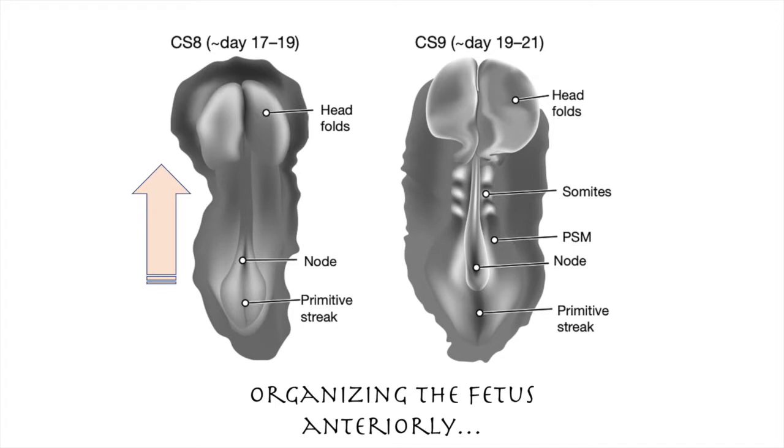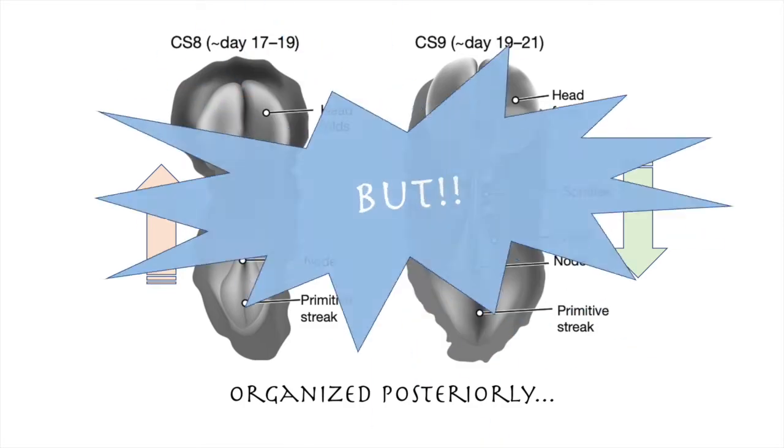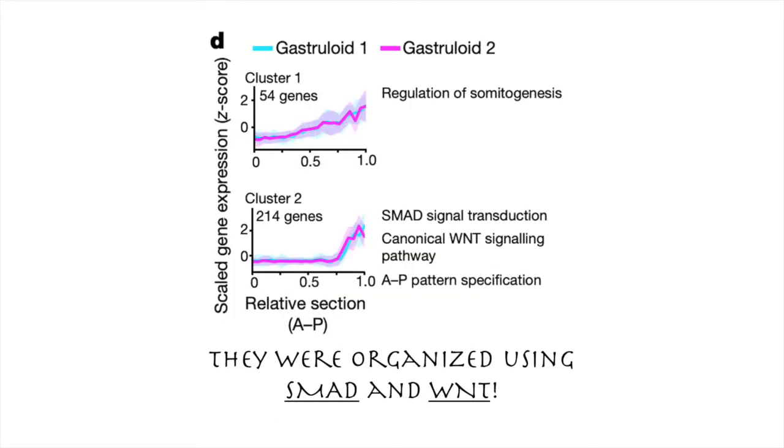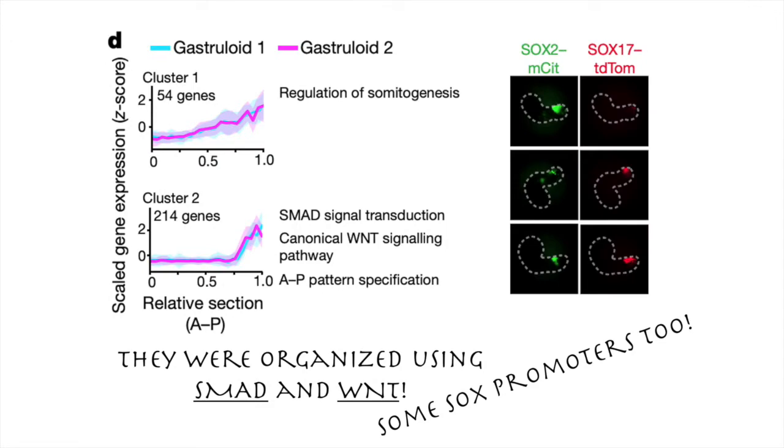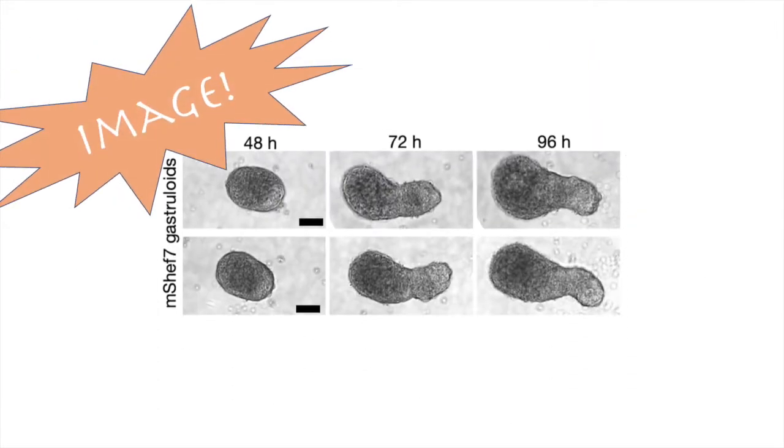Organize the fetus anteriorly. Organize posteriorly. But it was a gastruloid. Grown by cell signals. They were organizing using SMAD and Wnt. Somites for motors too. Gastruloids curl, grow long, and they split.